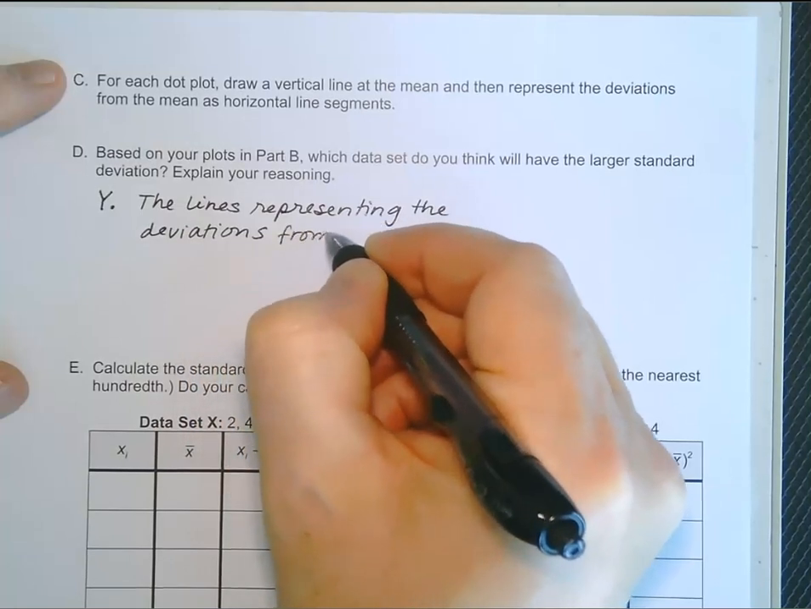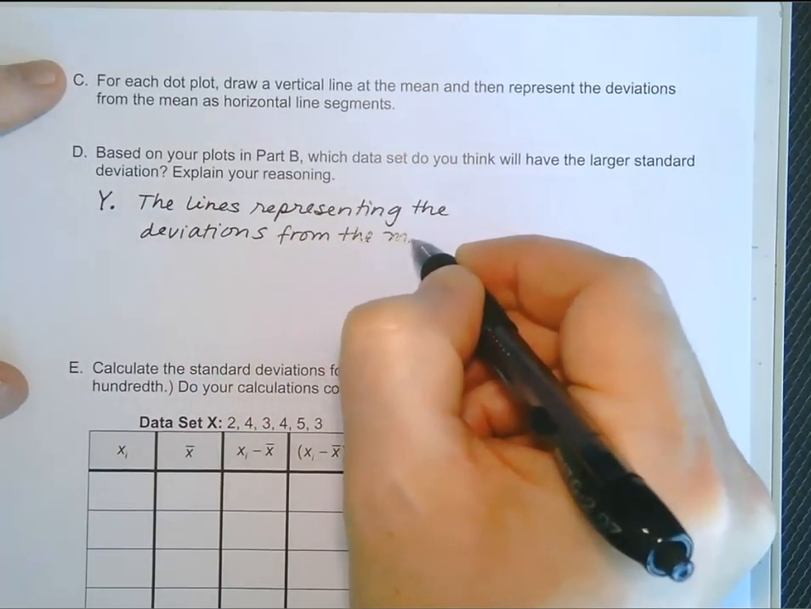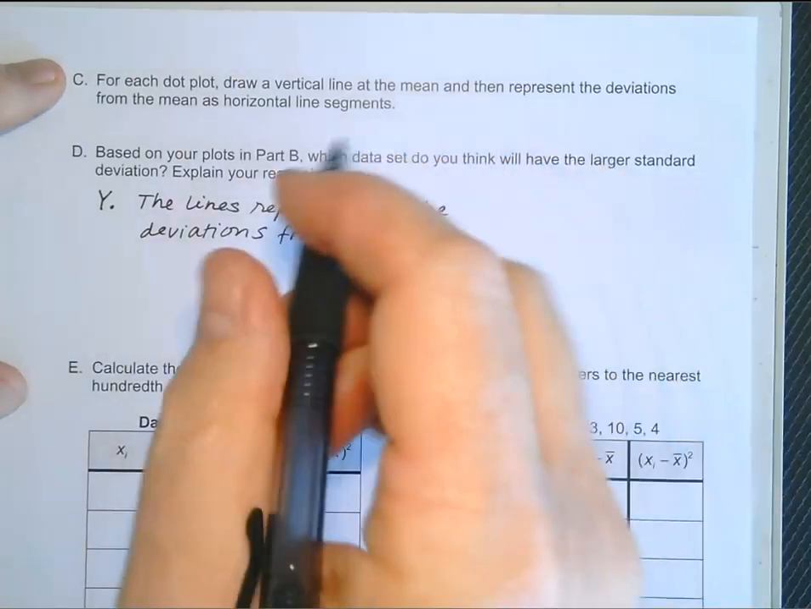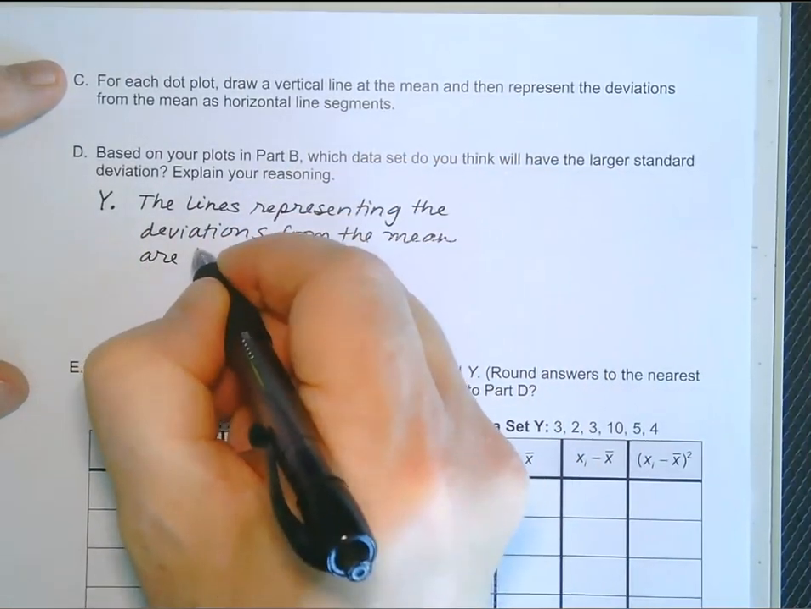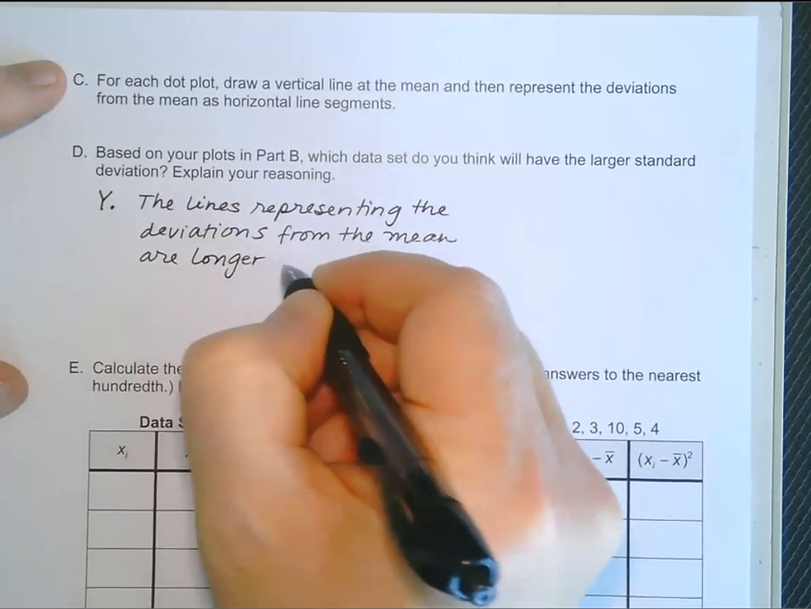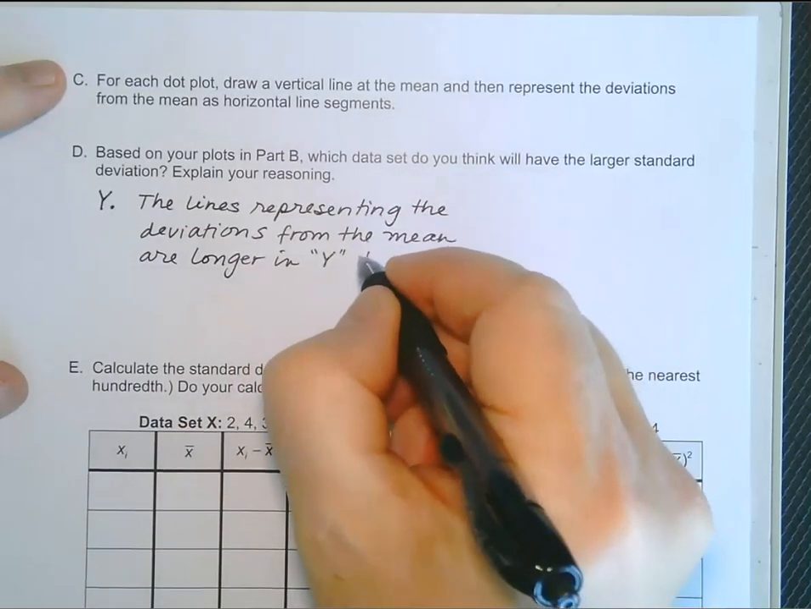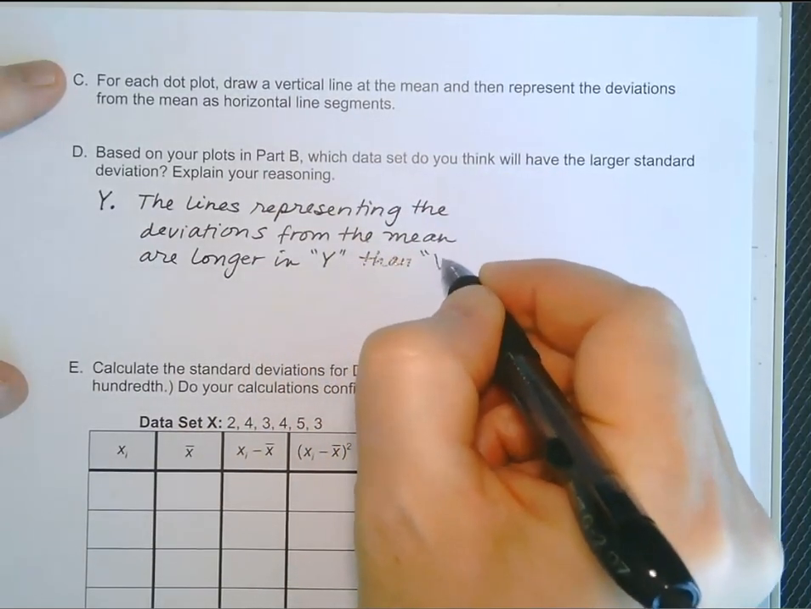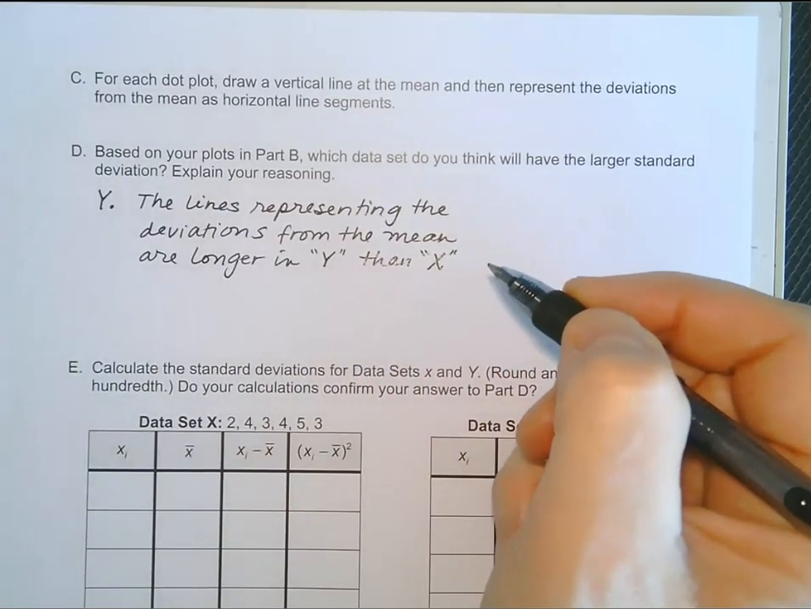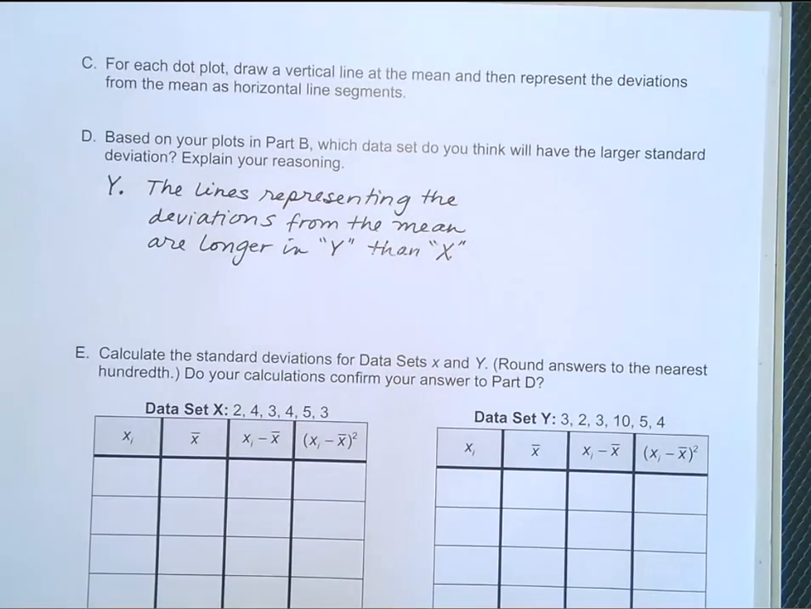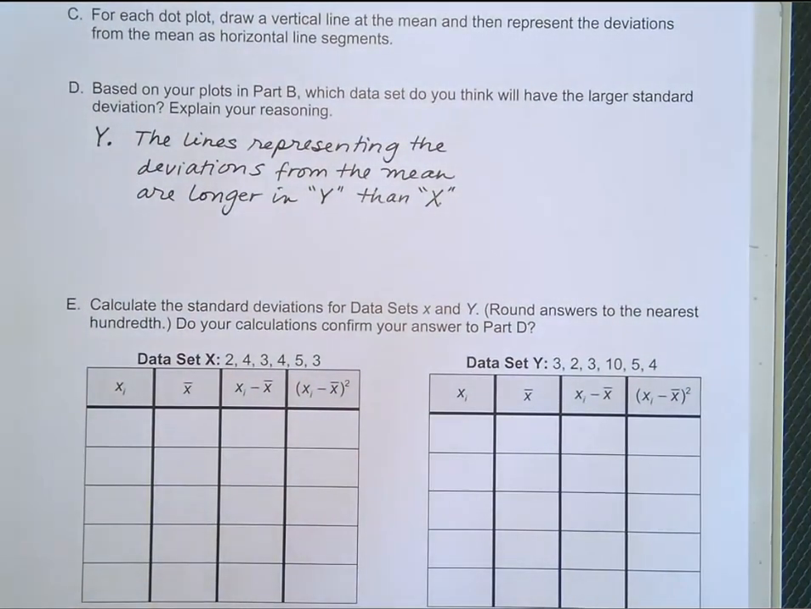So deviations from the mean are longer in y than x. Okay, that was kind of a cool little activity, so you get an idea, right? The deviations, standard deviation. What is the standard deviation? So what is that general spread from the mean, how far it goes?